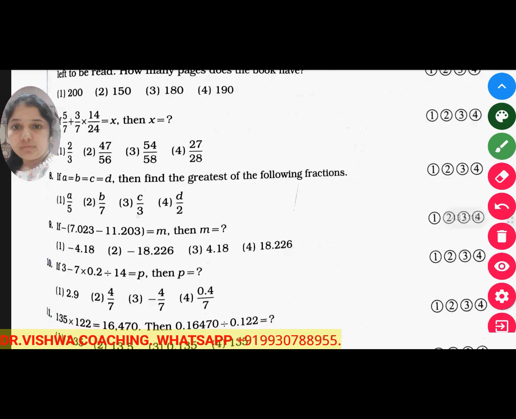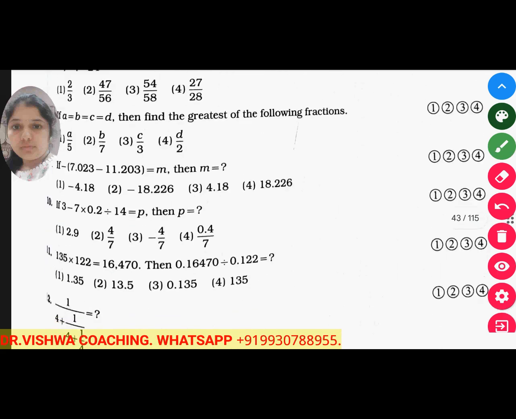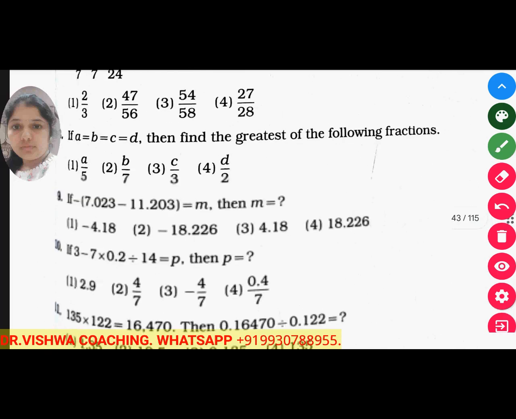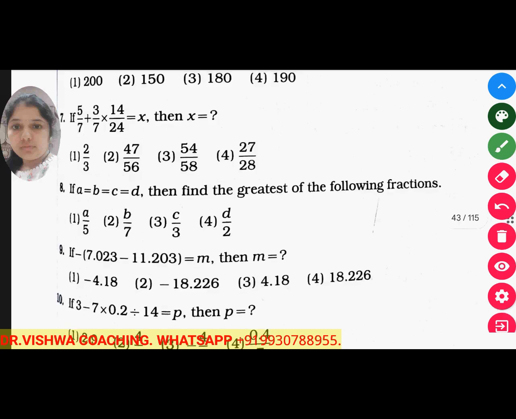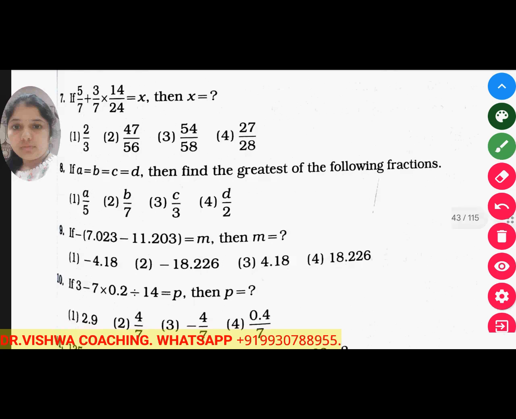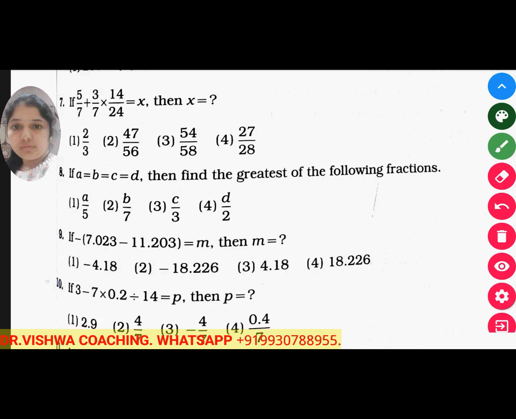Now a is equal to b, b is equal to c, c is equal to d. Find the greatest of the fractions. You can find it. Okay. Which is greatest? Numerator is common. So the denominator, which is greater or smaller? So the greatest fraction is the one whose denominator is smaller. So d by 2 is the correct option.